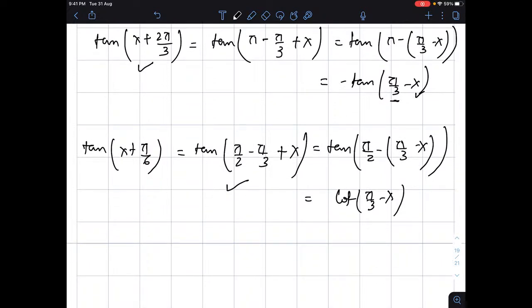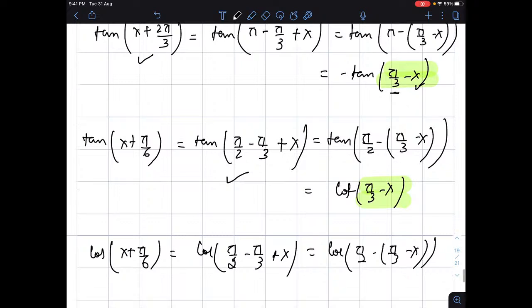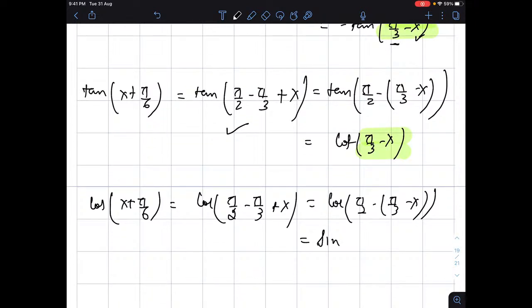Now what is the last thing we are remaining with? x plus pi by 6 we are remaining with. So that will be written like cos of pi by 2 minus pi by 3, which gives pi by 6, plus x we have. Cos of pi by 2 minus pi by 3 minus x will be over here. Guys, can you see we got pi by 3 minus x over here also? And over here also we'll get the same thing. Cos 90 minus theta is sine of pi by 3 minus x we know.